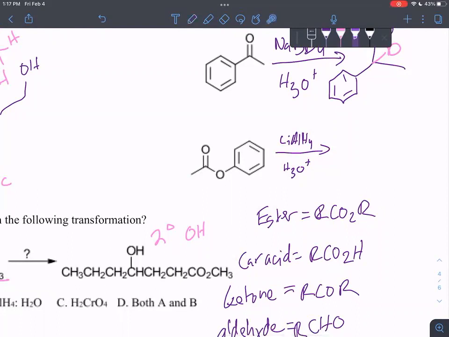So when you have esters, because of that leaving group, you reduce the first time and then you get an aldehyde. Once you have an aldehyde, that's a carbonyl again, so you can reduce it a second time. That's where you get two total hydrogens added, so it goes all the way down to a primary alcohol.